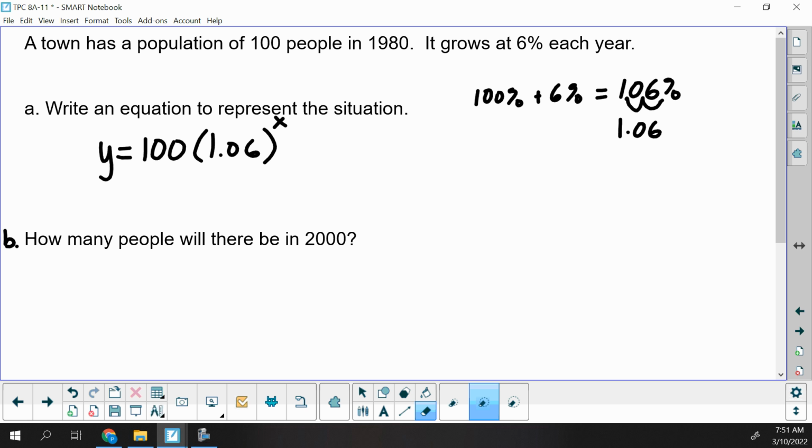Like we saw with bacteria growth, anytime we write an equation, we should tell what x and y represent. For x, notice we were starting out in 1980. If you have a calendar year that you're starting with, for x we'll have years since 1980. And for y, you can either say it's people or the population. Either of those is okay.